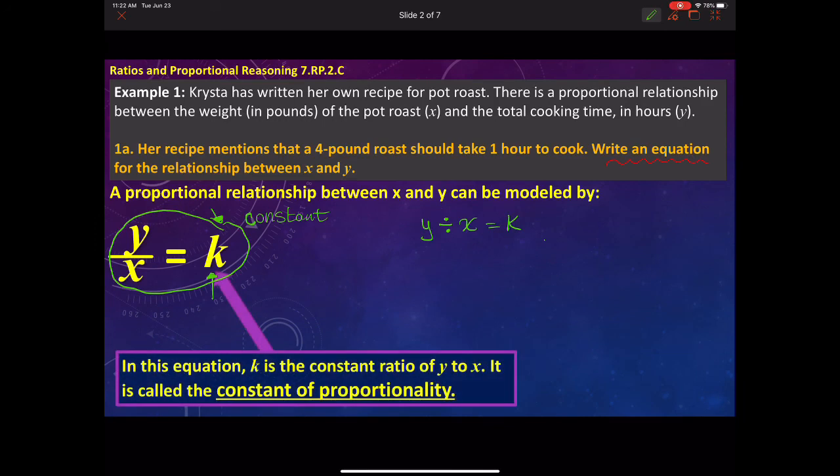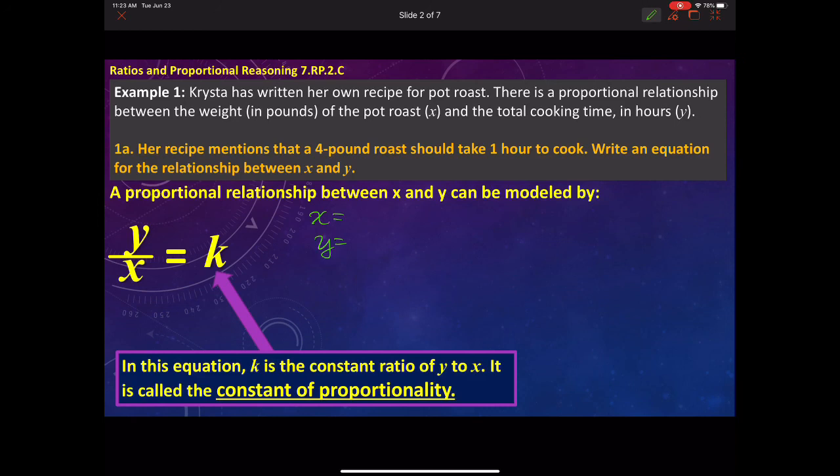By the way, in this equation, K is the constant ratio of Y to X, and that's called the constant of proportionality. K is for the constant of proportionality. Now, before we start inserting values into Y and X, it's good to know what everything is. So let's figure out what X is and what our Y is. It says for 1A, her recipe mentions that a 4-pound roast should take just 1 hour to cook. So we want to write an equation based on that.